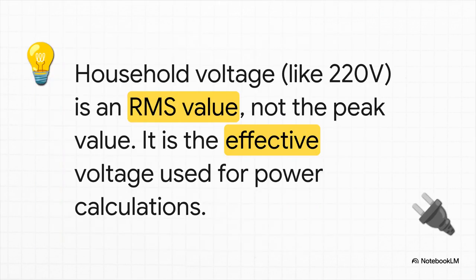And you actually see this every single day, you just might not realize it. When you look at your wall socket and it says 220 volts, that's not the peak voltage the current hits. Nope, that's the RMS value, the effective, useful voltage that we actually care about.